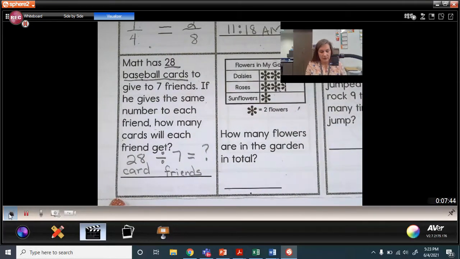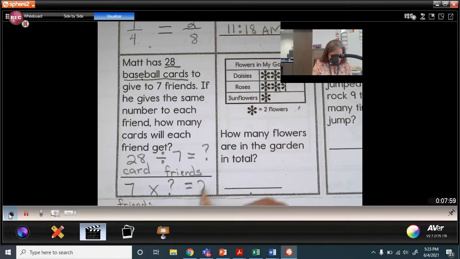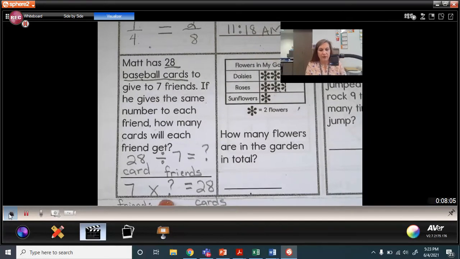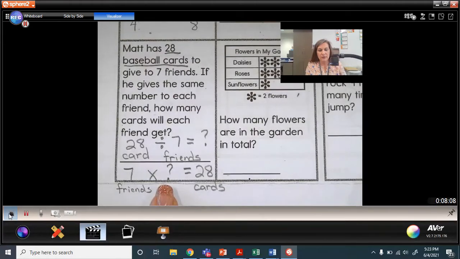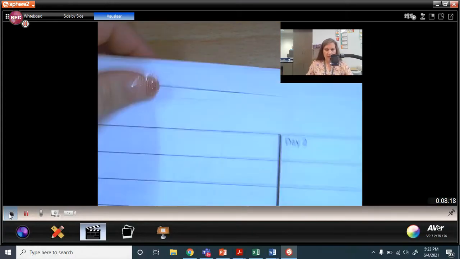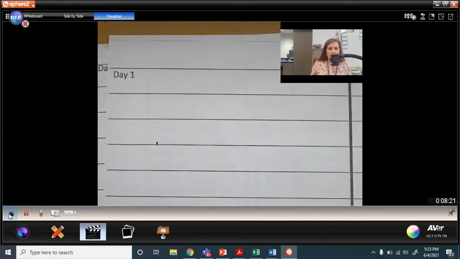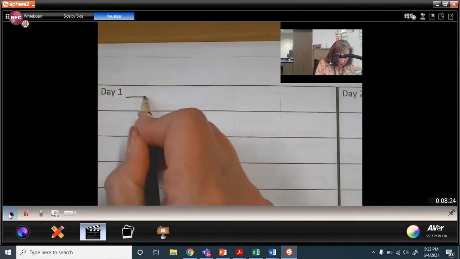Now, what this tells me is I know how many friends I have. I don't know how many cards each friend is going to get, but I do know how many total cards I have. So I'm looking for the number of cards each friend is going to get, and the total that they have together is going to be 28. So I'm just going to flip to my back here, and I'm just going to show this as a model. And I know I have 7 friends.